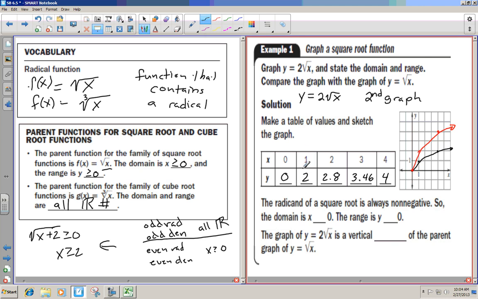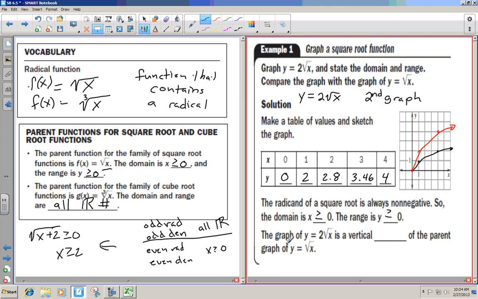All right, so that's how you can graph this, just by looking at the table. The radicand of a square root is always non-negative. So the domain of x, remember, is greater than or equal to 0. The range, remember from over here, is greater than or equal to 0.